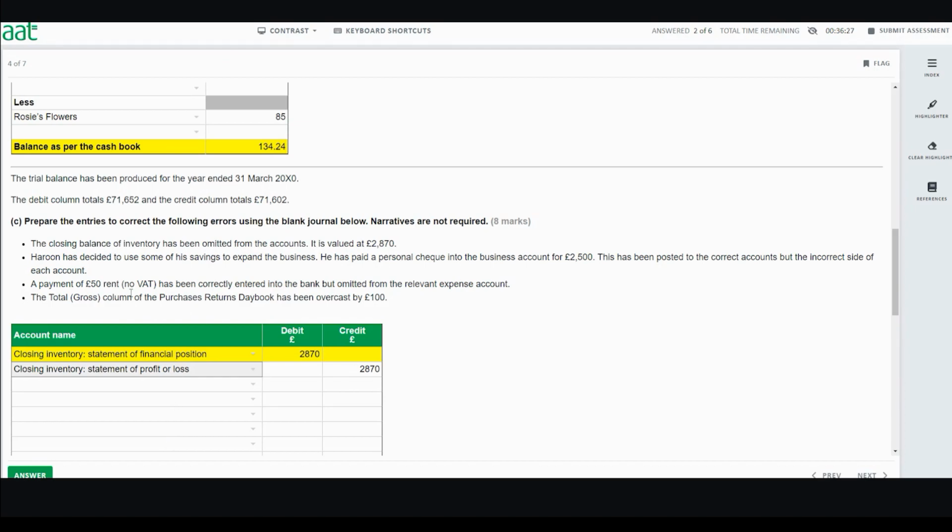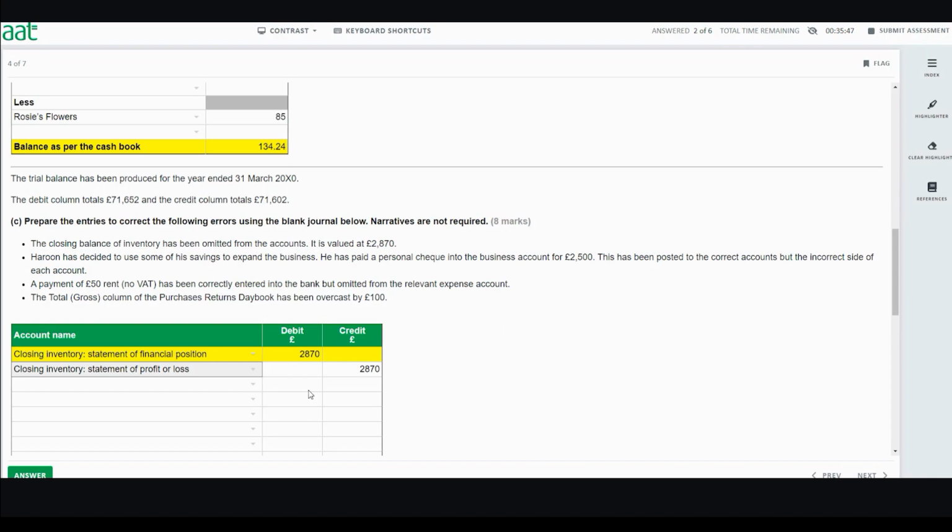Okay, then it says Haroon has decided to use some of his savings to expand the business. He's paid a personal cheque into business bank account for 2,500. This has been posted to the correct accounts, but the incorrect side of each account. So what's happened is instead of debiting the bank account, he's credited it, and then instead of crediting the capital account, he's debited it.